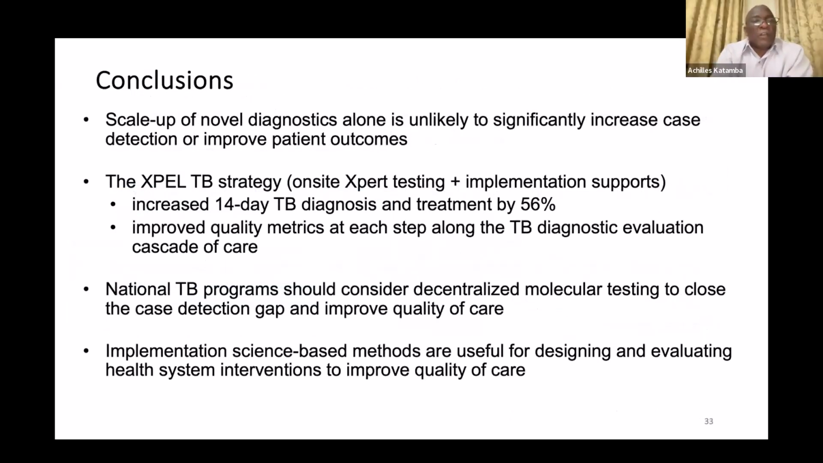Thank you. Okay, conclusion. Scale-up of novel diagnostics alone is unlikely to significantly increase case detection or improve patient outcomes. The Expert TB strategy, on-site expert testing, increased 14-day TB diagnosis and treatment by 56%. It improved quality metrics at each step along the TB diagnostic evaluation. National TB programs should consider decentralized molecular testing to close the case detection gap and improve quality of care. Implementation science-based methods are useful for designing and evaluating health systems interventions to improve the quality of care.